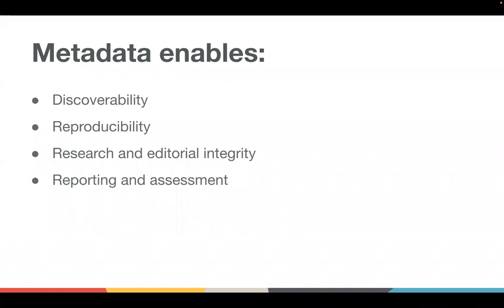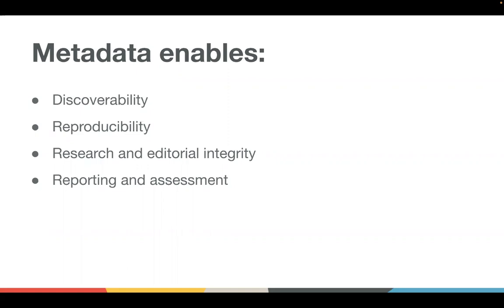This metadata enables four things: discoverability, reproducibility, research and editorial integrity, and reporting and assessment. The more metadata that you include about a piece of content, the easier it is for others to search and discover. A lot of other organizations use Crossref metadata to build their own tools and services for the research community. Reproducibility is critical. Researchers need to be able to build upon each other's work, and verifying and reproducing the results from earlier work is helped by metadata, such as links to funding, protocols, research data, and peer review.